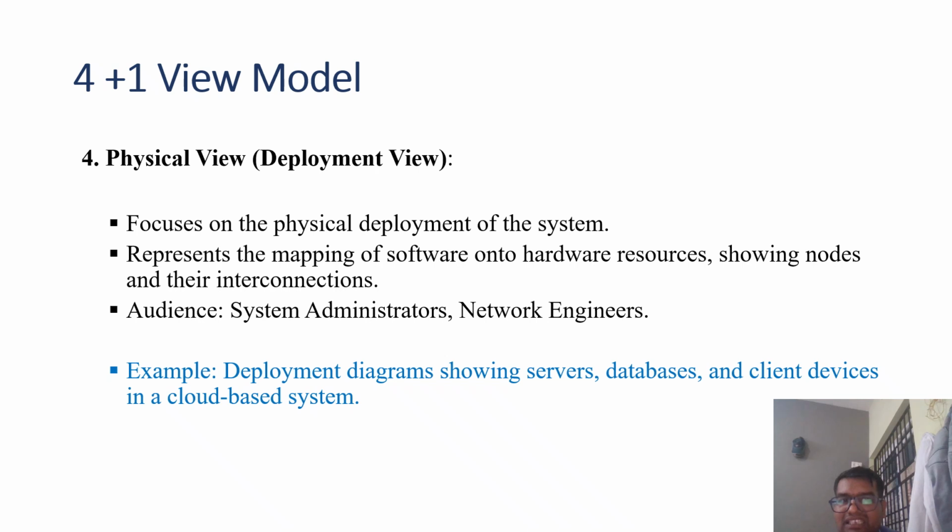And fourth one is the physical view. It is also called the deployment view, which focuses on the physical deployment of the system. It represents the mapping of the software onto hardware resources, nodes, and their interconnection. The audience will be the system administrator and network engineer. The UML diagram which represents the physical view is the deployment diagram, for example, showing the servers, databases, and client devices in a cloud-based system.